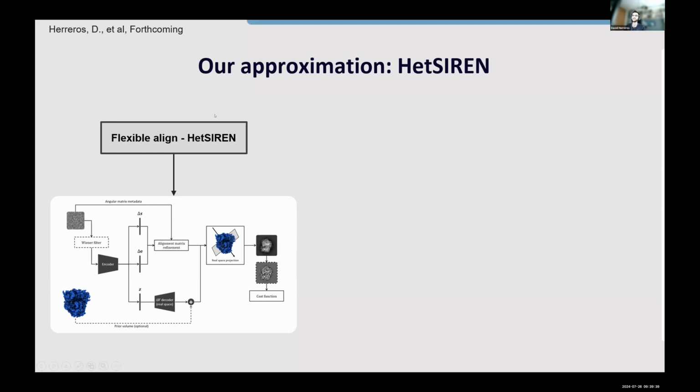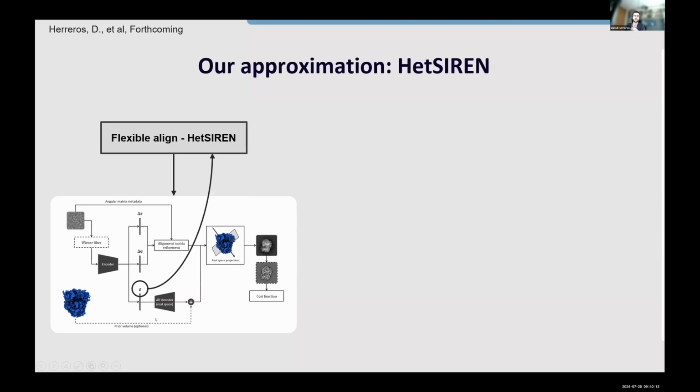At the end, what you will have is a box, which is this flexible align HetSiren. This is the training of the network. So if you double click on it, you will have some parameters that you will need to fill up. Most of them will be set to some default value, and this will be working fine. And if you execute this, you will be training the network that we saw previously. This network will produce a very important piece of information, which is this conformational latent space here. So this information will be recorded into Scipion. And this conformational latent space has 10 or 8 dimensions.